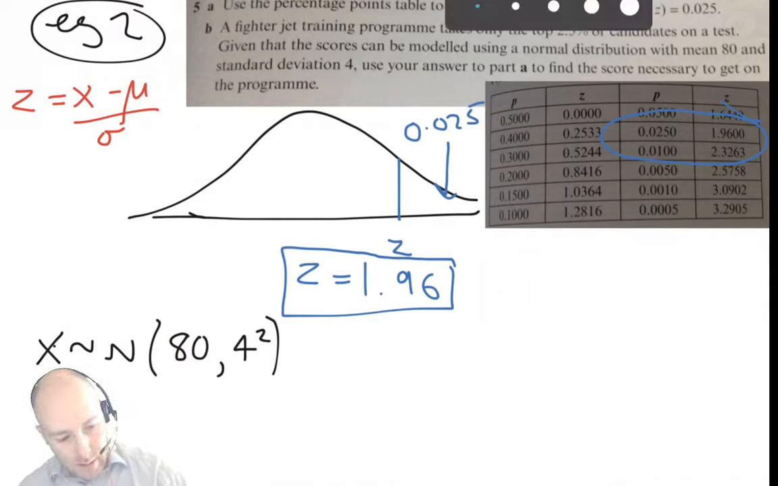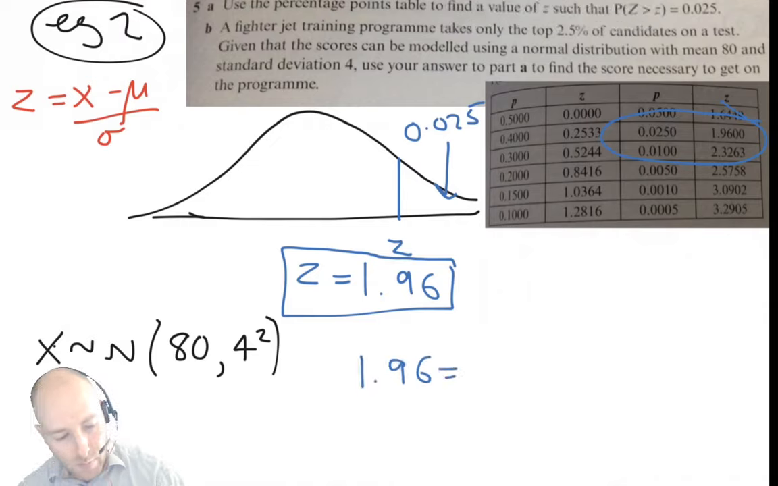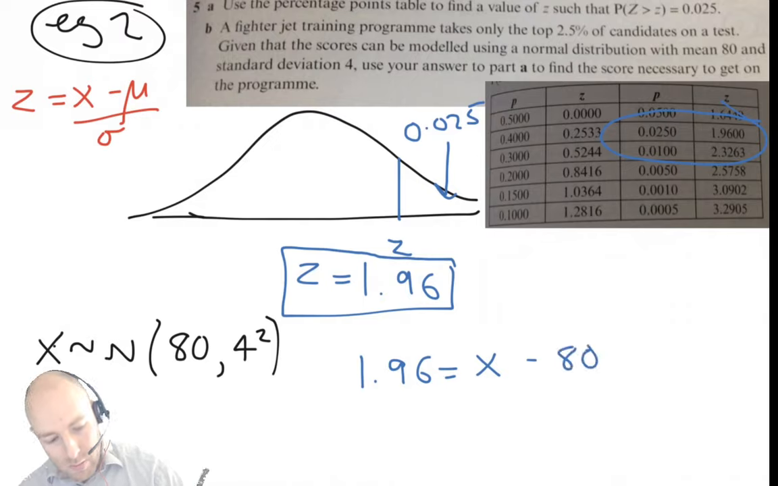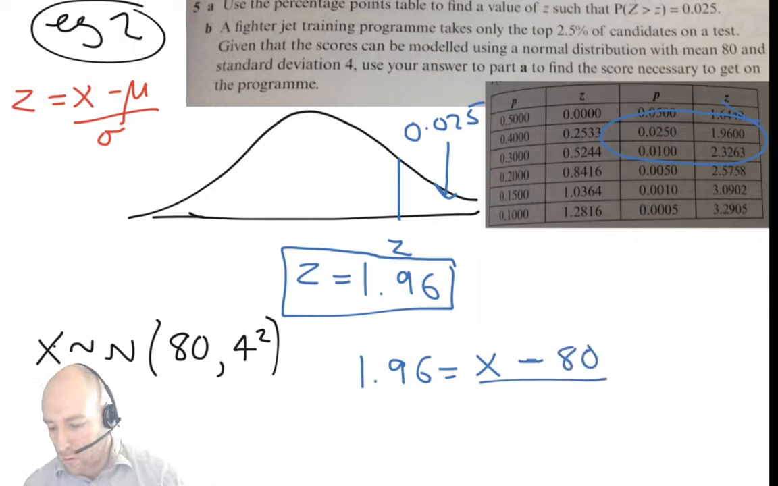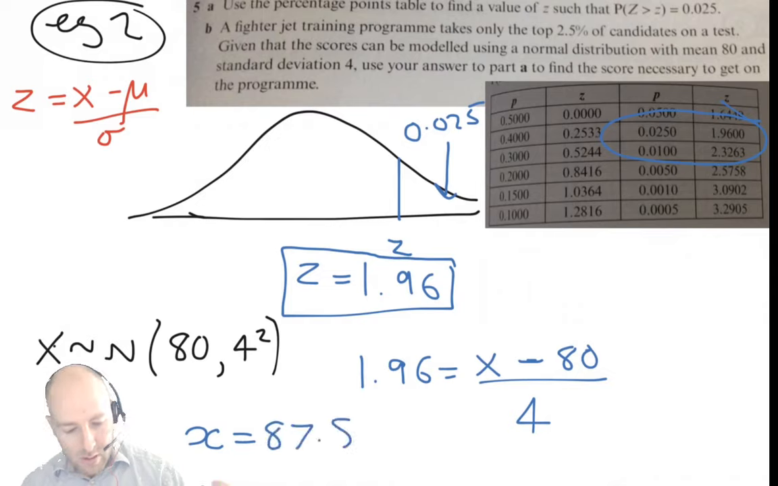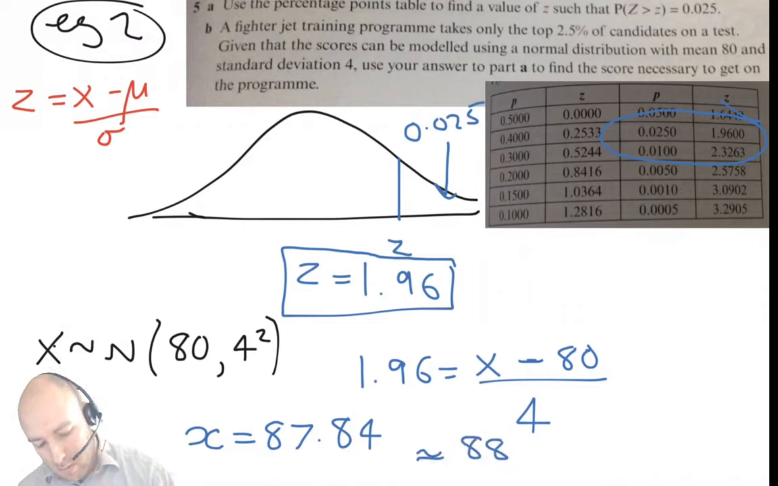So we're basically converting the z value we just found back to x using the red equation up there. So we're going to get z, 1.96, equals x, the thing we're trying to find, minus 80, which is mu, over sigma, which is 4. So you multiply by 4, add 80 back on, you end up with x equals 87.84, which as a score, I guess we could say it's 88% in the test maybe, so you might want to say 88 on the test.